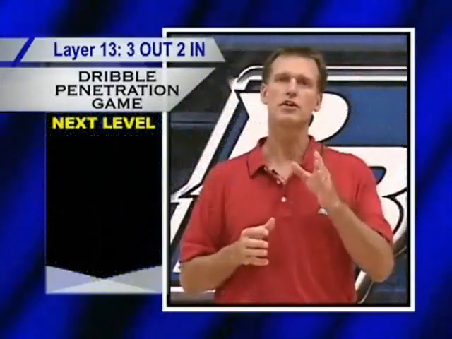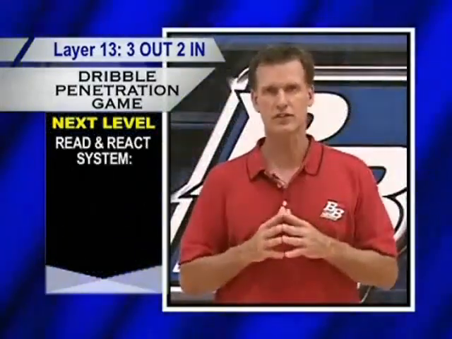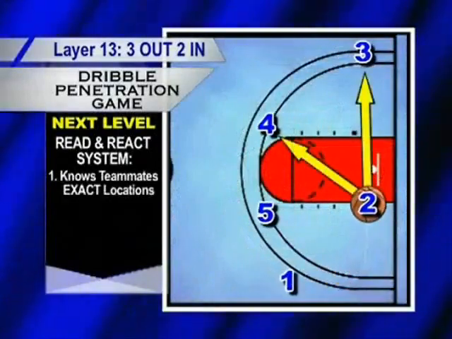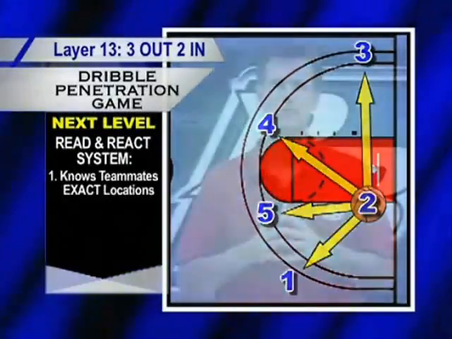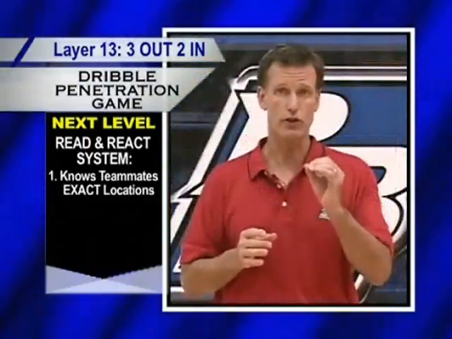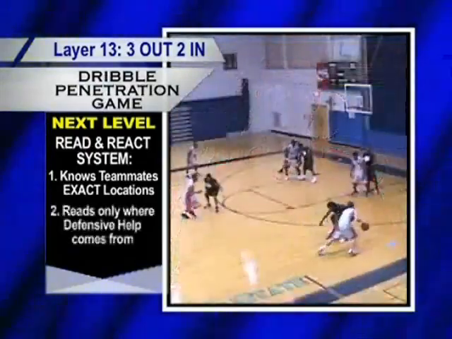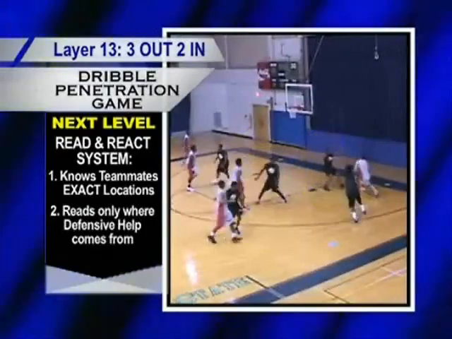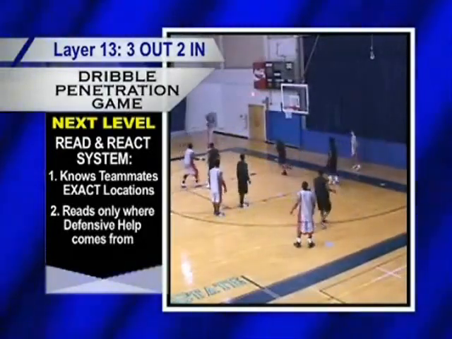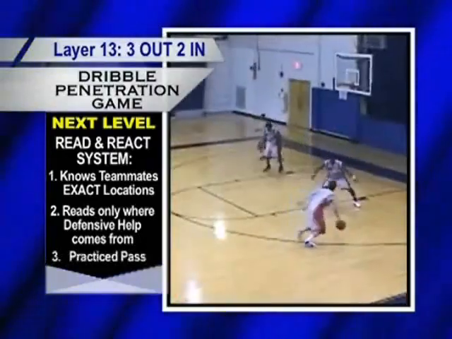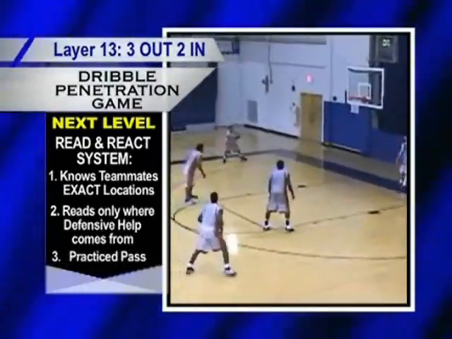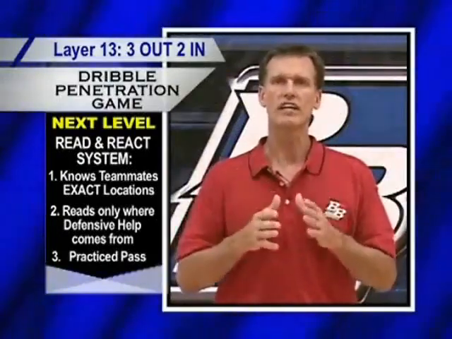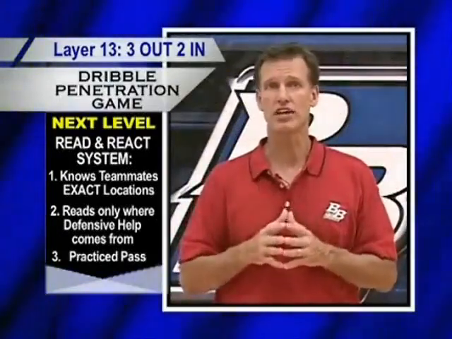Now, consider the penetrator in the read and react system. He knows exactly where all his teammates will be, regardless from where he drives. He doesn't have to search for the open teammate. All he has to do is see where the defensive help comes from in order to know where to pass. Furthermore, this pass has been practiced and rehearsed time and time again. You be the judge. Which way gives the penetrator a better chance at succeeding?